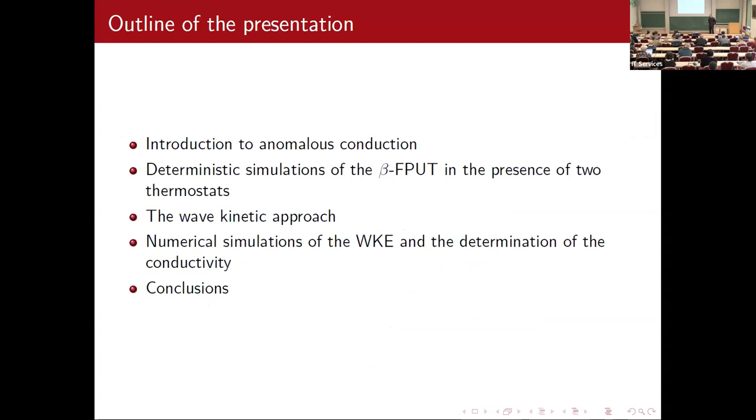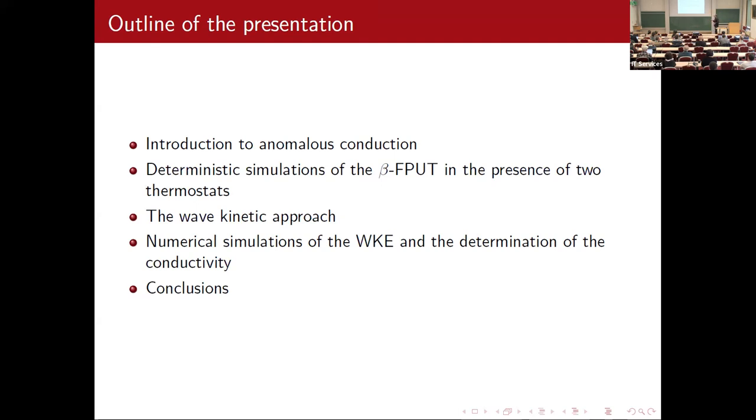I will give an introduction to the problem of anomalous conduction, and then I will show some deterministic simulations. So I will show some numerical simulations of the beta FPU system in the presence of two thermostats. The problem of anomalous conduction is basically the determination of the conductivity. Usually, for normal systems, the conductivity is a property of the medium, but in some cases, as we will see, the conductivity becomes a function of the size of the system. For example, if you take two thermostats and put them far away at some distance, the conductivity becomes a function of the distance. So I will discuss that.